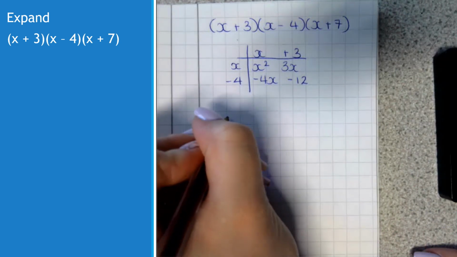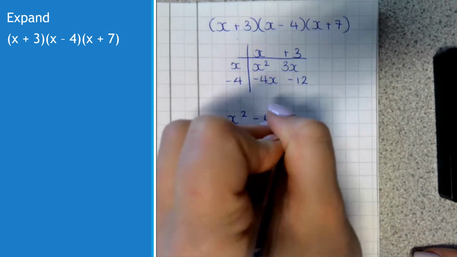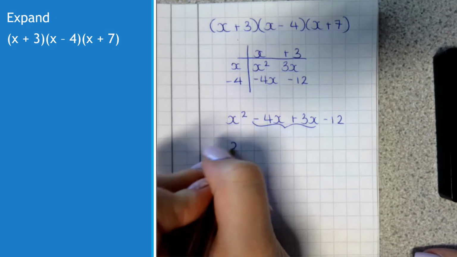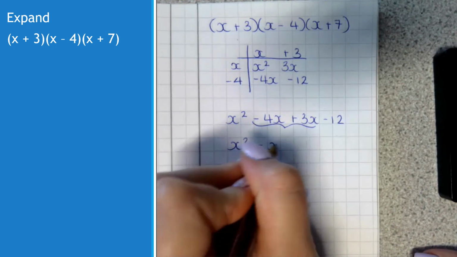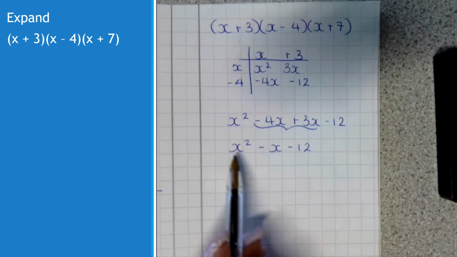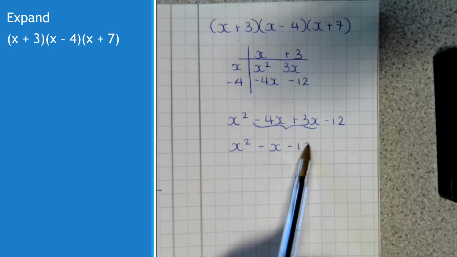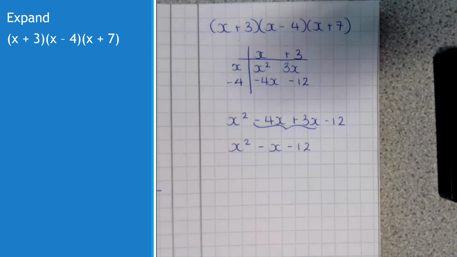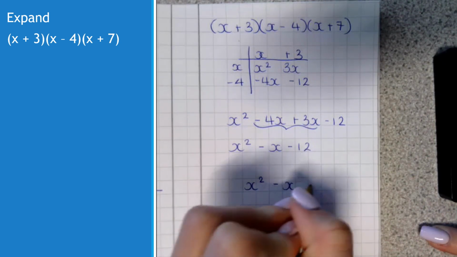Then you want to do the same thing as we did before, which is write out all of our terms. So x squared minus 4x, add 3x, minus 12. And then we're going to have x squared, negative 4, add 3 is going to be negative 1. So x squared minus x, minus 12. Then what we're going to do is we're going to take this in a grid again, but instead of just having two terms, we're going to need to include all three terms that we see. And then we're going to have x plus 7 going down the side, which is our final bracket that we need to multiply by. So x squared minus x minus 12.